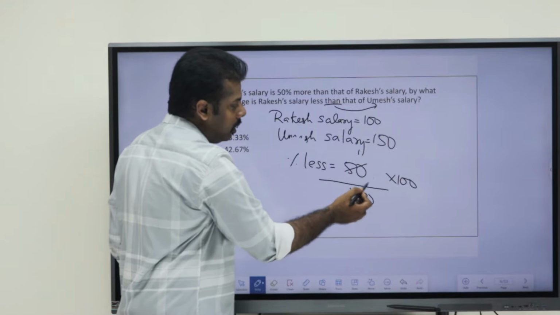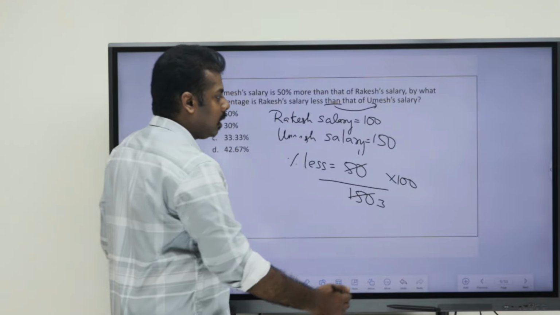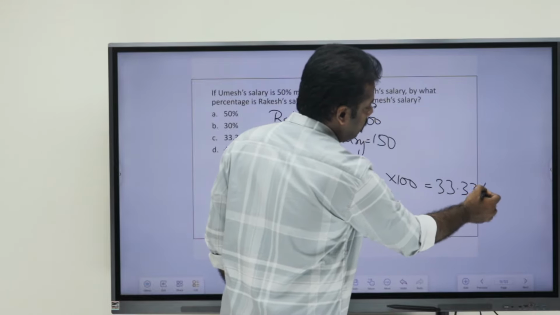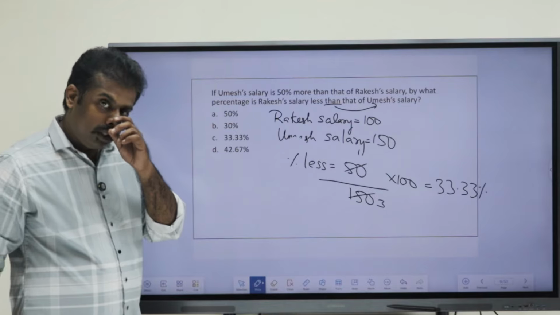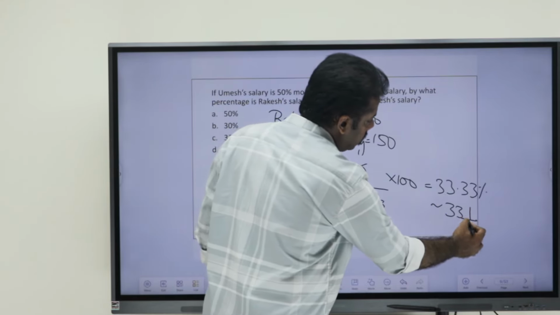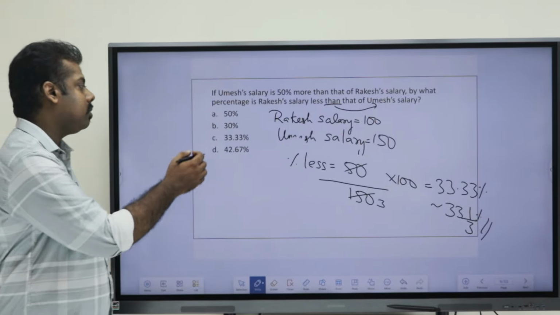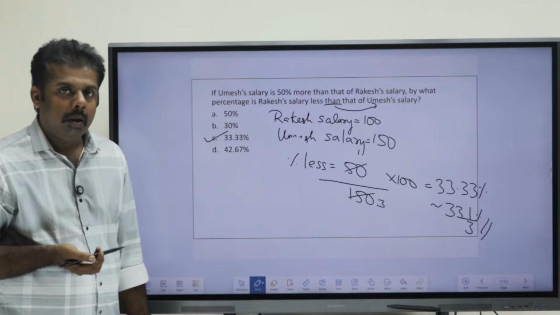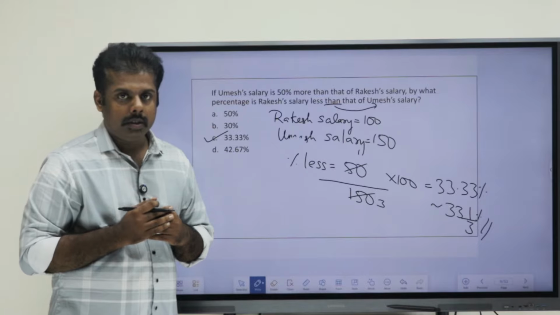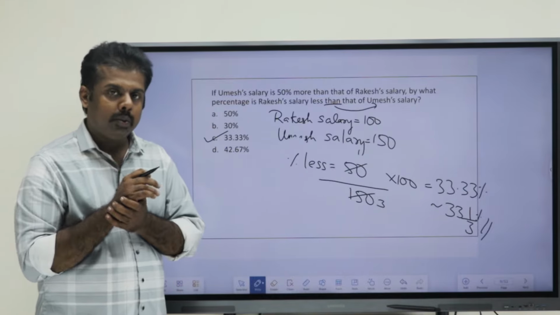So, as we know 50 3s are 150, 100 by 3 is basically what, if you are just calculating it, we are going to get it as 33.33%. Okay. So, as you know 33.33 percentage is same as 33 1 by 3 percentage. So, these both values are the same. So, by just looking into the options, we are getting the answer as option C, that is 33.33 percentage.